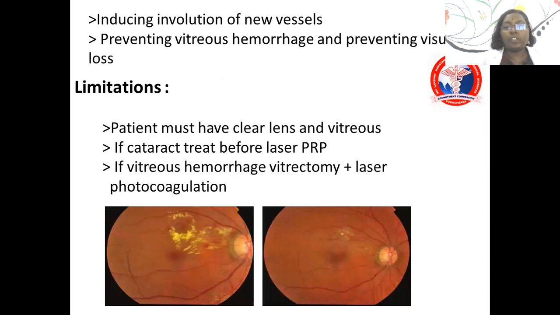Limitation includes the patient must have a clear lens and vitreous. If there is cataract, then the patient should be advised to undergo cataract surgery before laser PRP. In case of vitreous hemorrhage, vitrectomy can be done, and laser photocoagulation can be done.